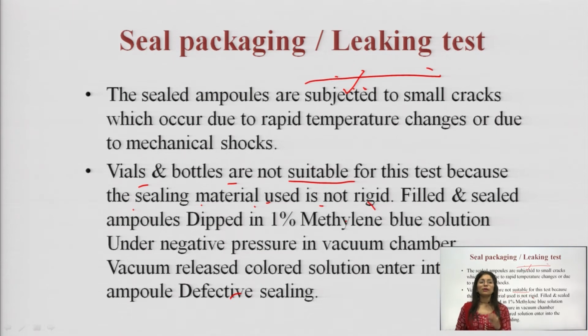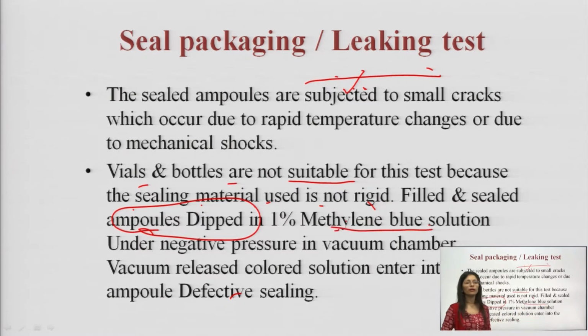Filled and sealed ampoules are dipped in 1% methylene blue. How are we going to do this test? We are going to do this test in ampoules. The ampoule is dipped in 1% methylene blue solution. Methylene blue is obviously blue in color. Then we are going to keep it in the vacuum.